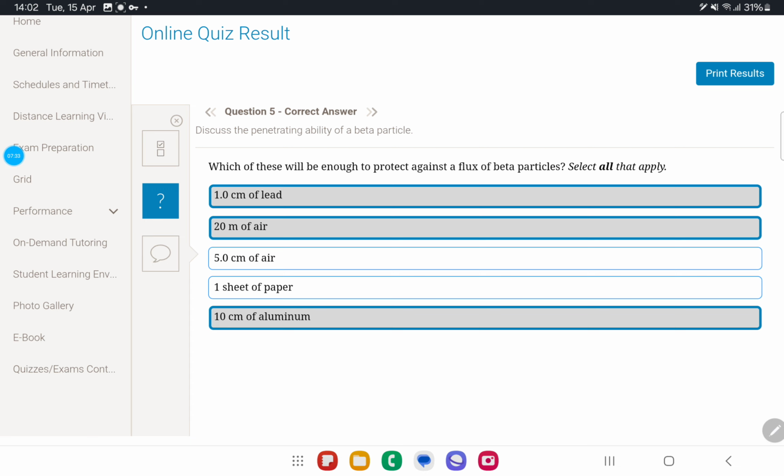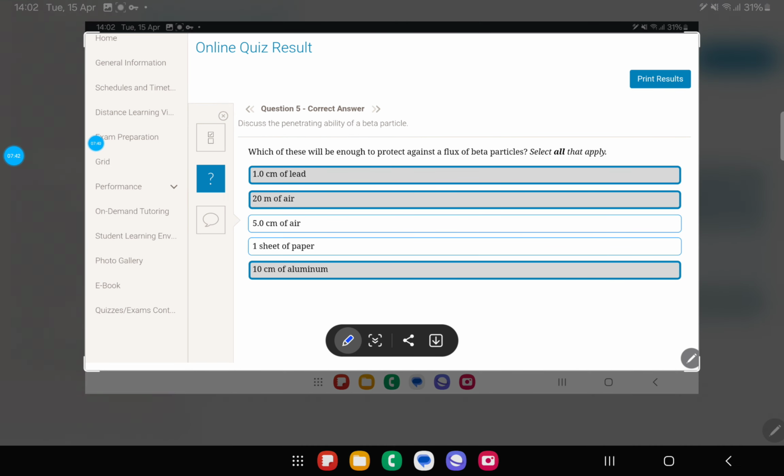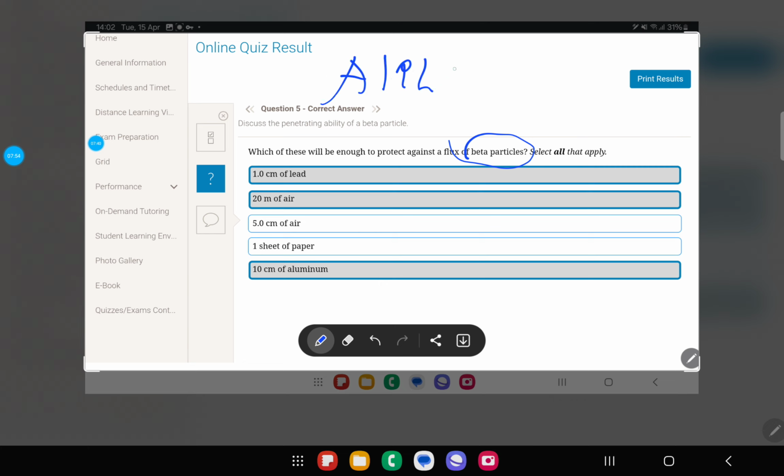Which of these will be enough to protect against the flux of beta particles? Select all that apply. Okay. So I'm sure you guys know about alpha, beta, and gamma. So here they're asking about beta particles and how much they can penetrate. Okay, so let's list them off. Alpha, beta, and gamma.